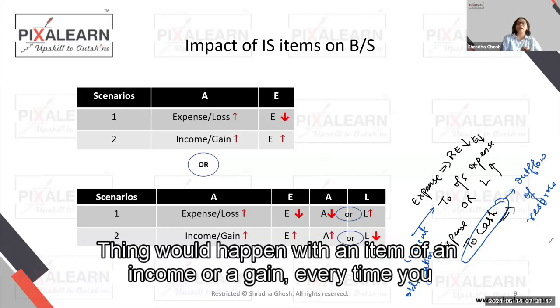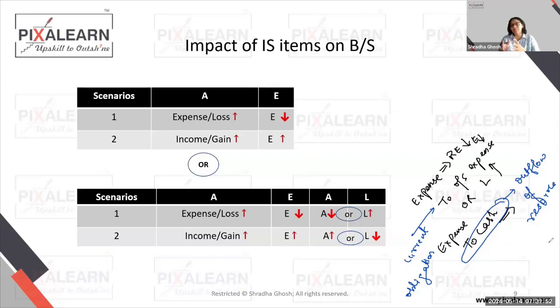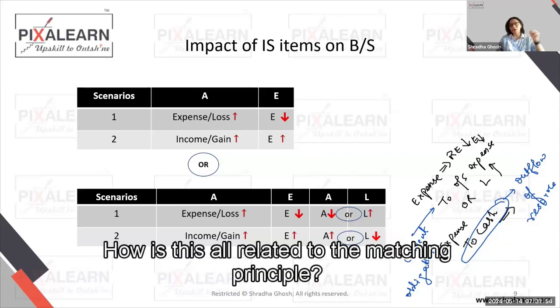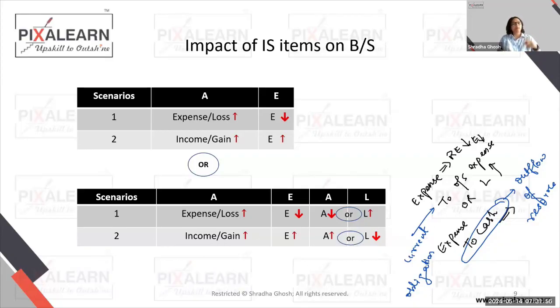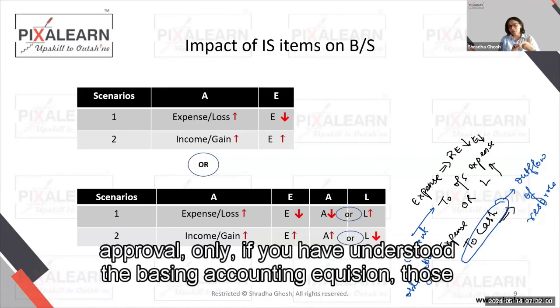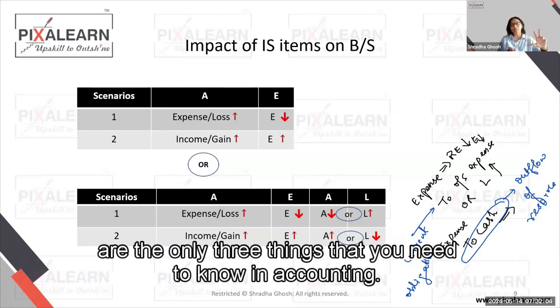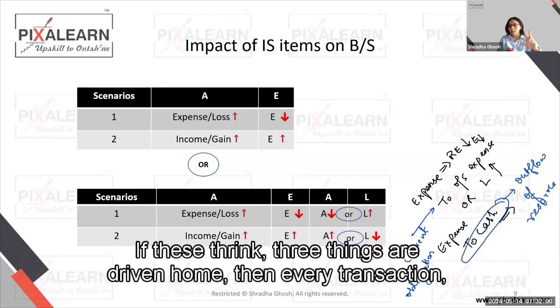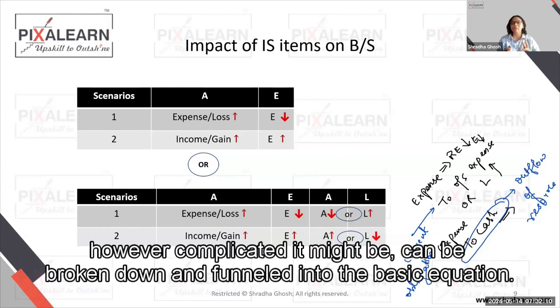A similar thing would happen with an item of income or a gain. Every time you hit a sale, that means every time. So can you see how all this is related to the matching principle? If you have understood going concern, if you have understood matching and accrual, and if you have understood the basic accounting equation, those are the only three things that you need to know in accounting. If these three things are driven home, then every transaction, however complicated it might be, can be broken down and funneled into the basic equation.